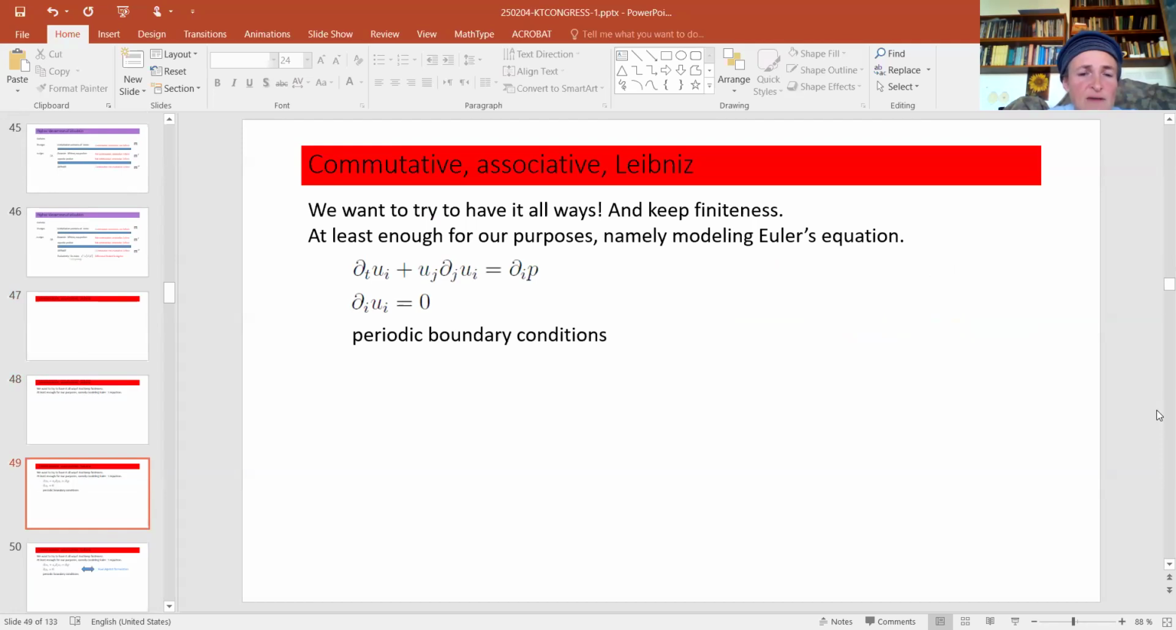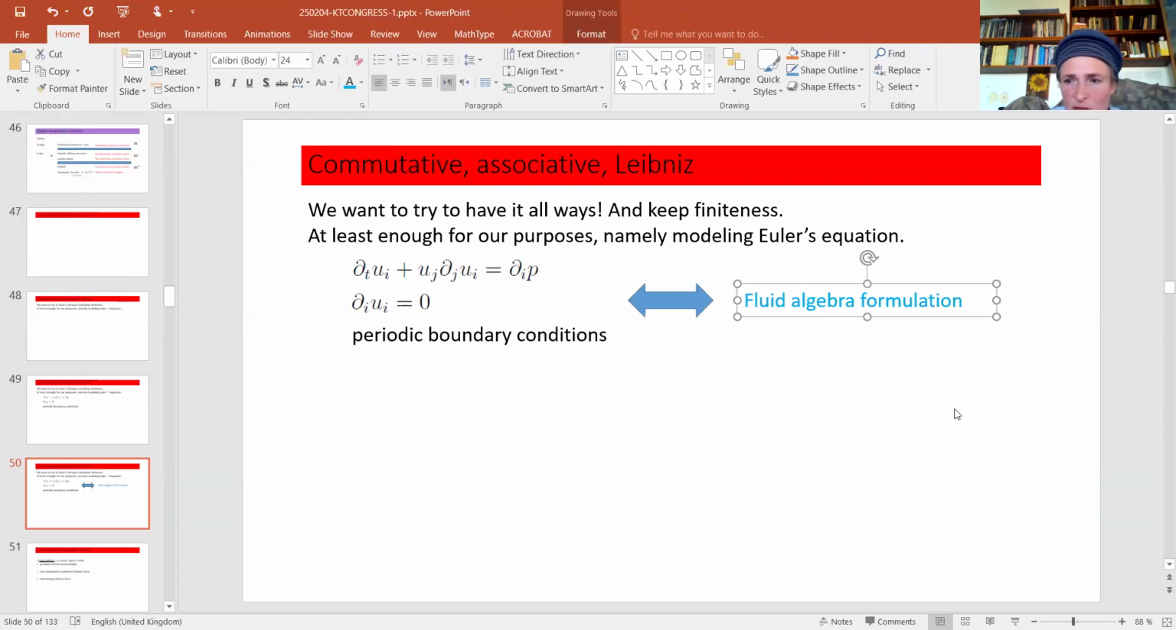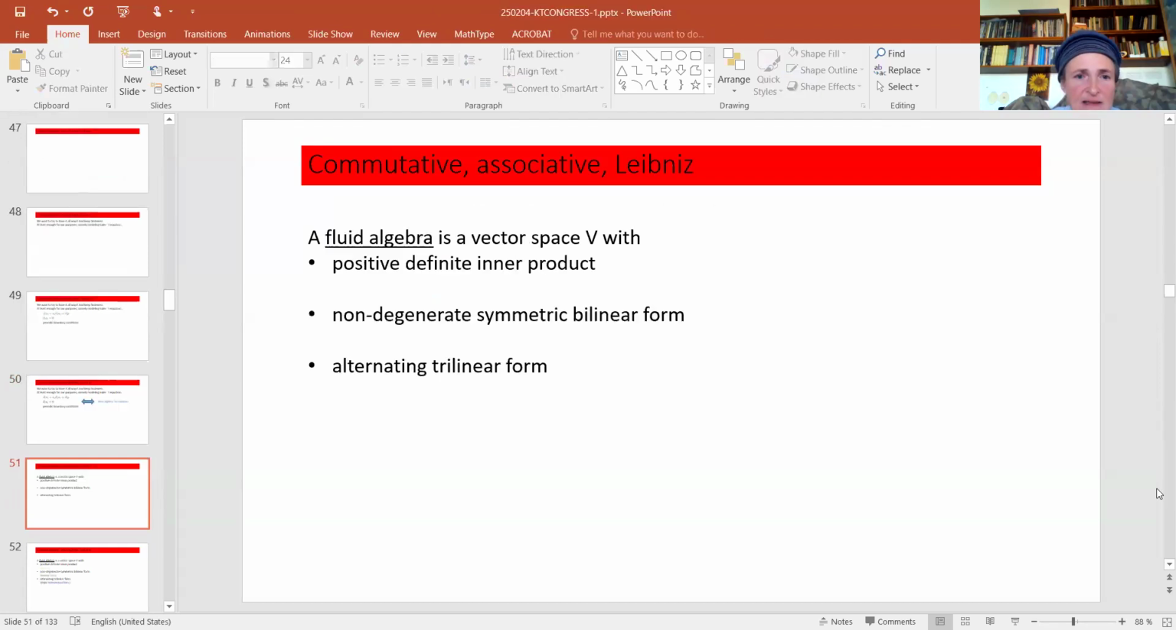Okay, so if we're starting with periodic boundary conditions, that means, say, we're dealing with a torus. And the first move is to move from the differential graded algebra of forms to what Dennis Sullivan called fluid algebra. So fluid algebra is a vector space endowed with three structures: a positive definite inner product, a non-degenerate symmetric bilinear form, and an alternating trilinear form.